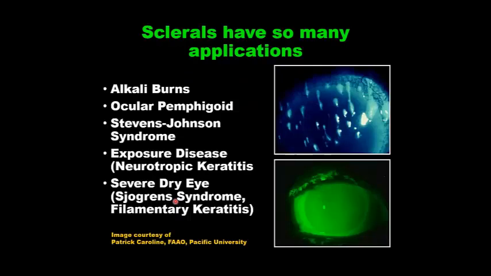But we don't just fit scleral lenses on patients that have corneal thinning disorders. There's a wide variety of benefits to these lenses in patients with ocular surface disease, with trauma to the eye, with the whole list, and I'll thank Patrick Caroline for providing this slide and some of the images here. So you can see that scleral lenses really aren't just for the abnormal anterior surface shape. They can be for an utterly normal shape, but with ocular surface disease.